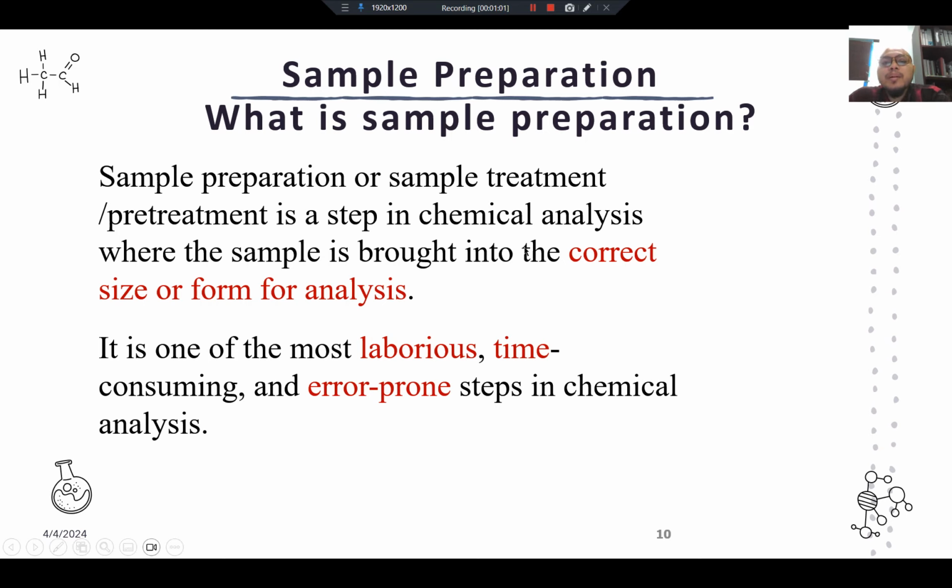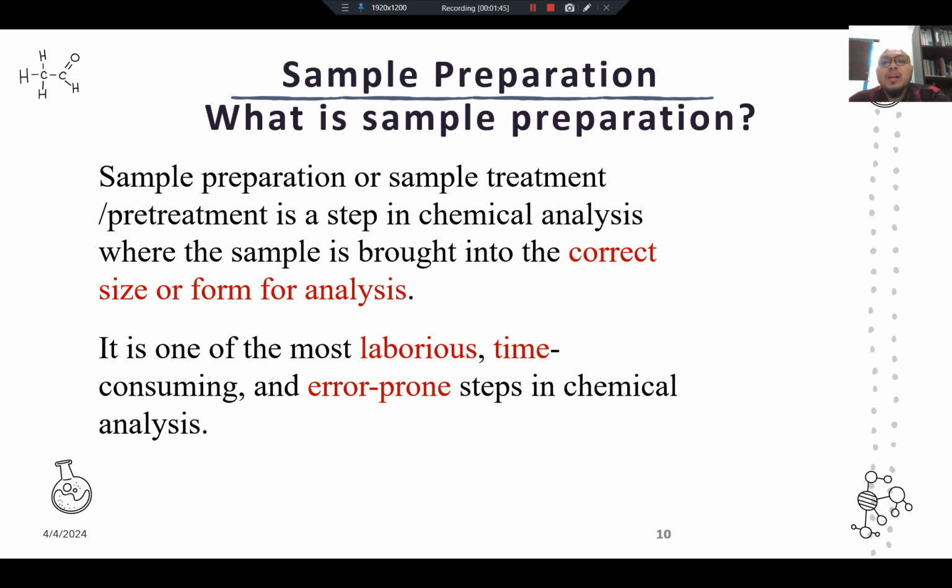Sample preparation is one of the most laborious, time consuming and error prone steps. Why laborious? Because of all the steps in the analysis, this is the hardest one, as you need to perform a lot of work. Of course, a lot of work is also time consuming. It is also error prone, because as the steps required increase, the possibility of error increases.